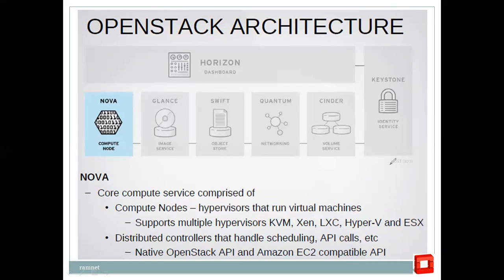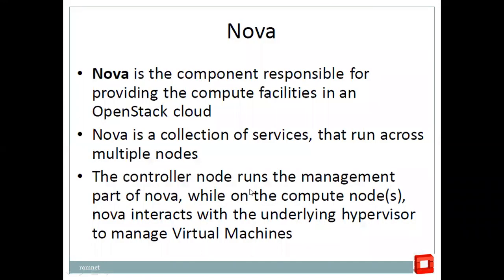Then we'll go to the next explanations about that. Nova is the component responsible for providing the compute facilities in an OpenStack cloud. Nova is a collection of services that run across multiple nodes. The controller node runs the management part of Nova, while on the compute nodes, Nova interacts with the underlying hypervisor to manage the virtual machines. Like in our VMware environment, VMware Workstation works on behalf of the host and guest like that.